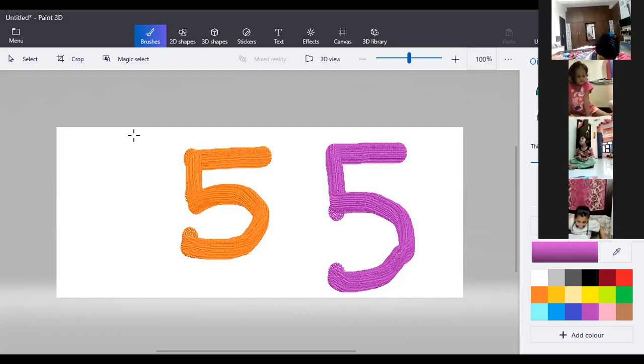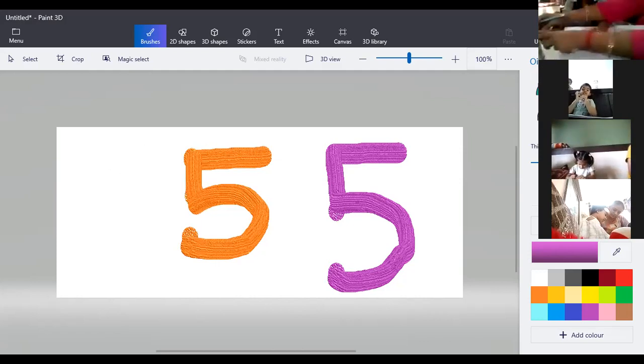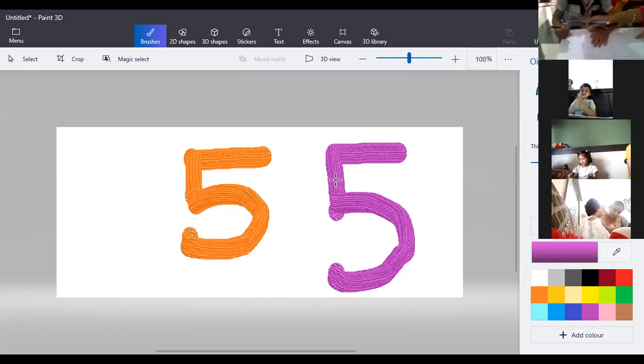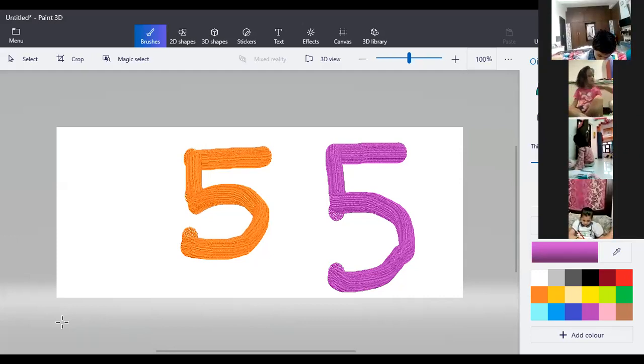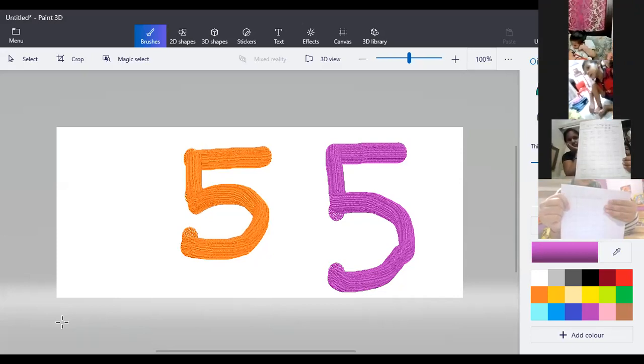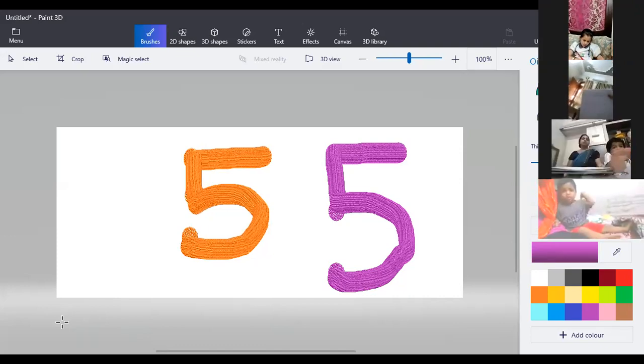So, kids, this is number 5. Number 5. How to write number 5? One sleeping line, standing line, and curve. Very good, everyone. Very nice. Yes, Natik. Very good. Gitanshi. Very good. Gitanshi and Natik, so fast. Very nice. Dishan. Very good. Nice.